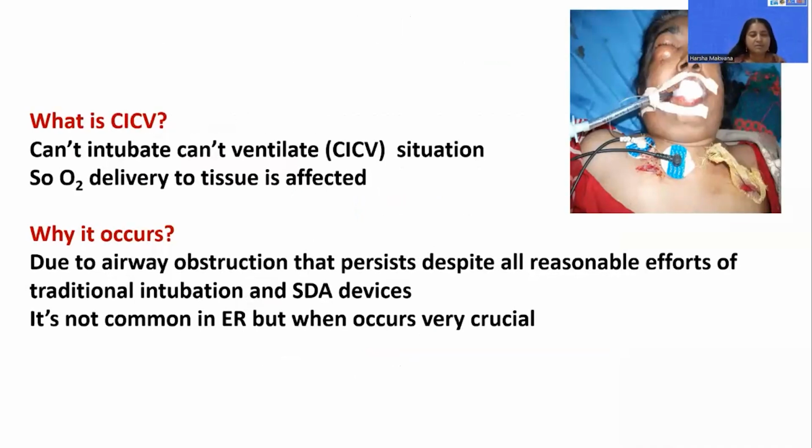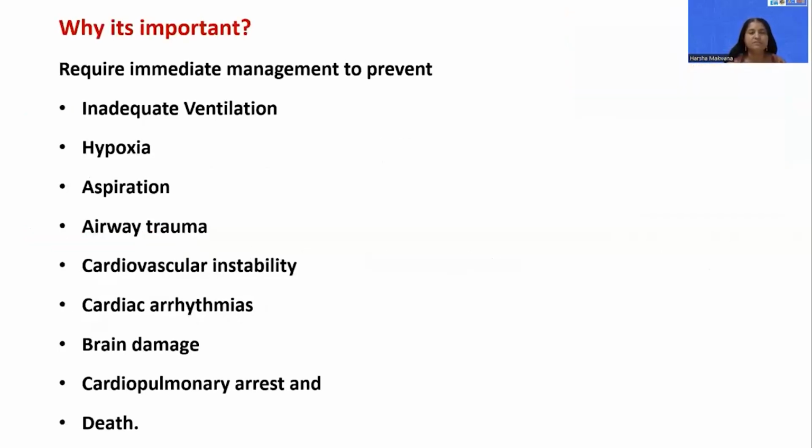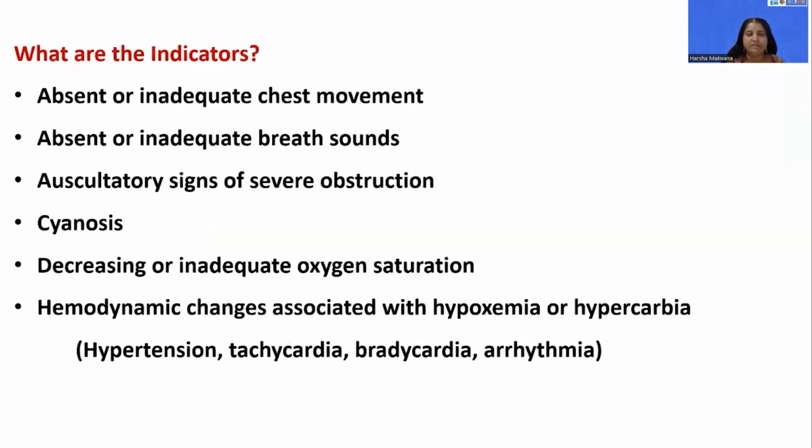Why does it occur? It occurs due to airway obstruction that persists despite all reasonable efforts of traditional intubation and supraglottic airway devices. It's not common in emergency room, but when it occurs, it is very crucial and requires immediate management to prevent inadequate ventilation, hypoxia, aspiration, airway trauma, cardiac instability, arrhythmias, brain damage, cardiorespiratory arrest, and death.